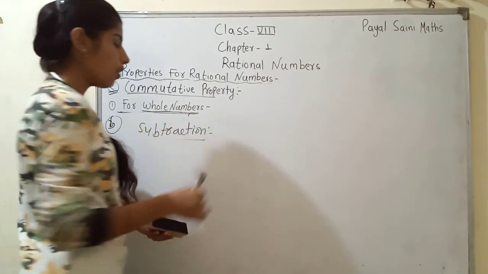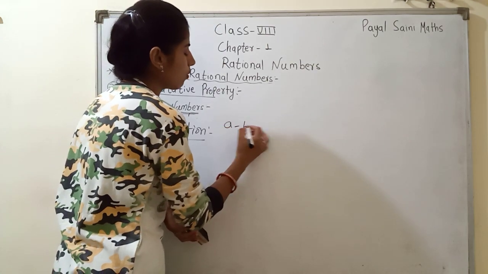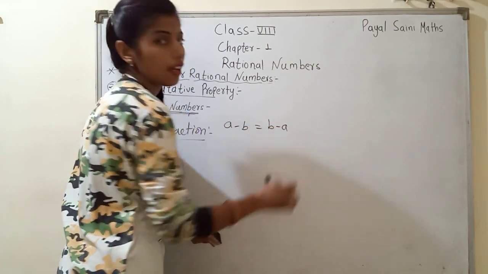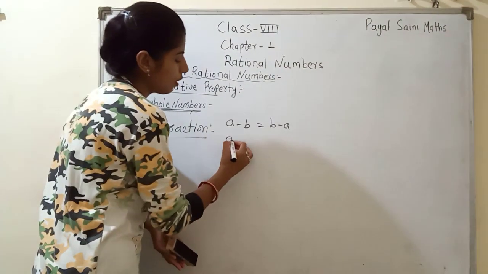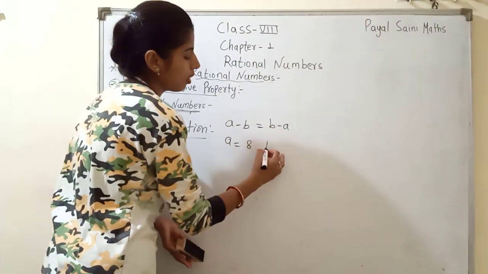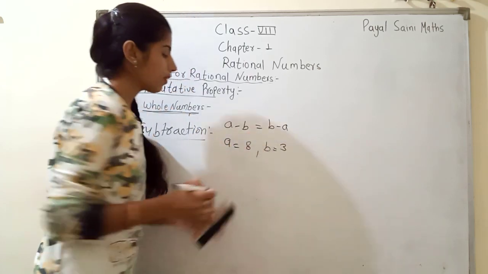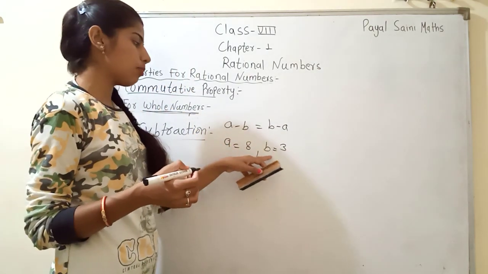For subtraction, we write a minus b equal to b minus a. Now we check. How do we check? I put the a value as 8 and the b value as 3.